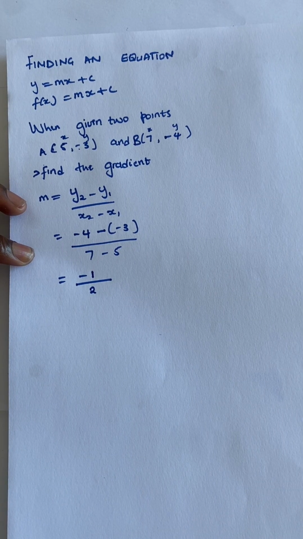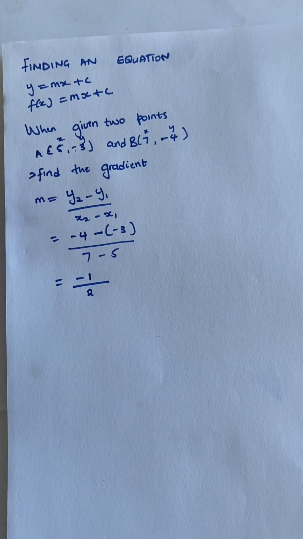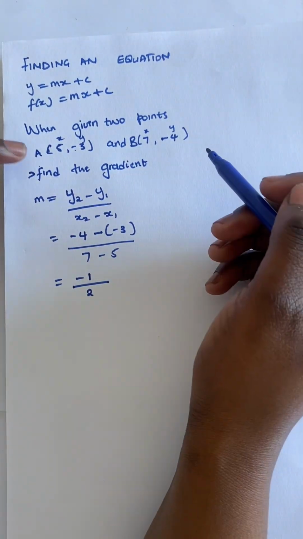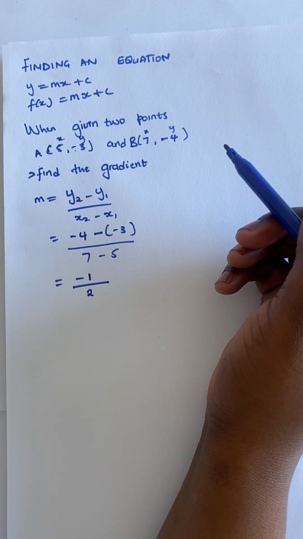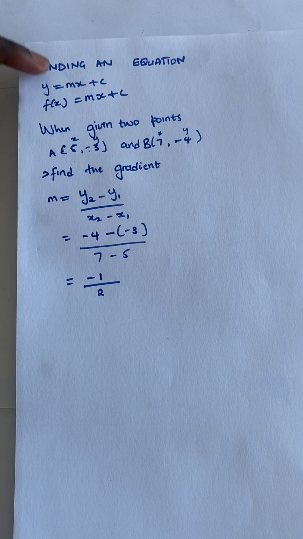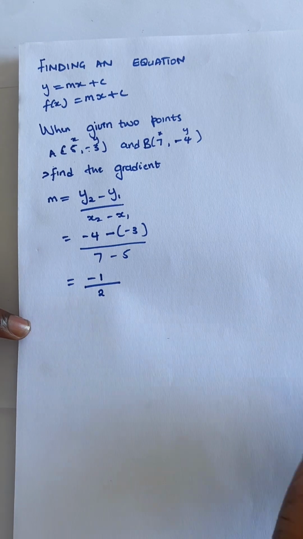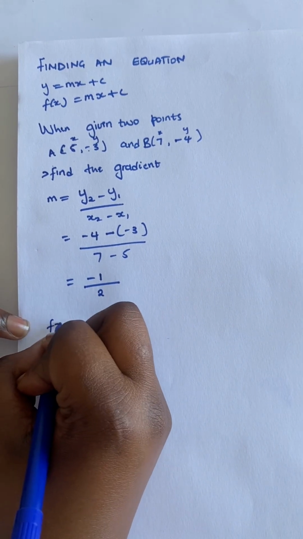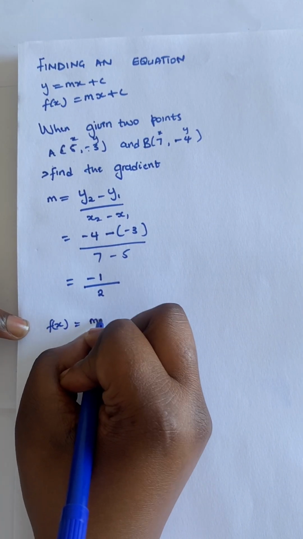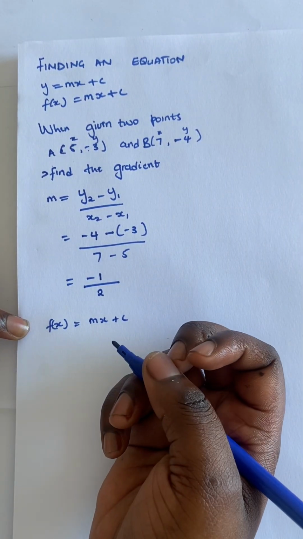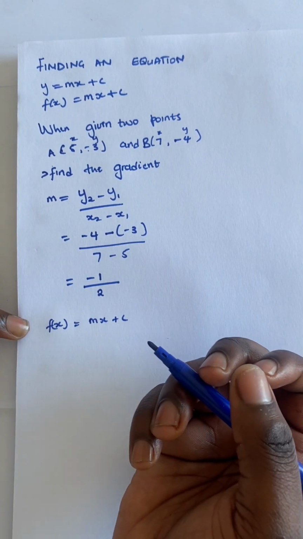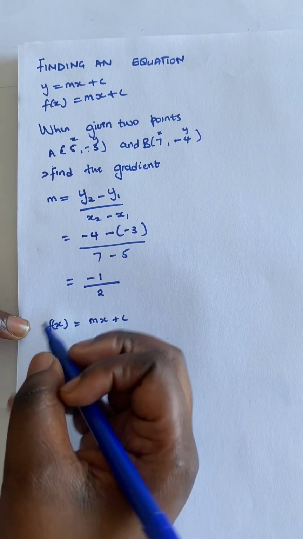Okay, so now that you have the gradient, you can take any point here because you only have the gradient. You don't have your y-intercept or your x-intercept. So you can take any point and replace it in your formula to find the value of c. So f(x) is equal to mx plus c. You already have your gradient, so by now you should know that your graph will be slanting downwards. That means it will be decreasing.